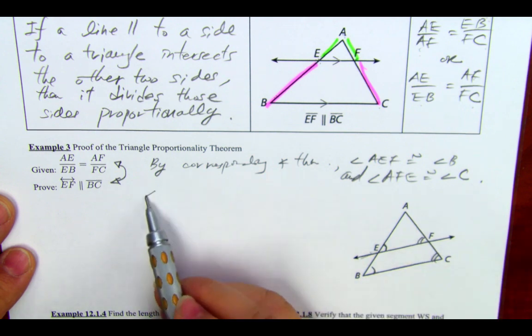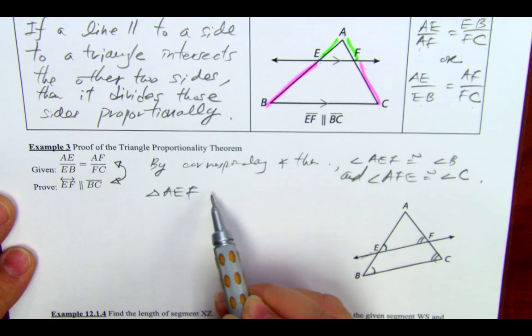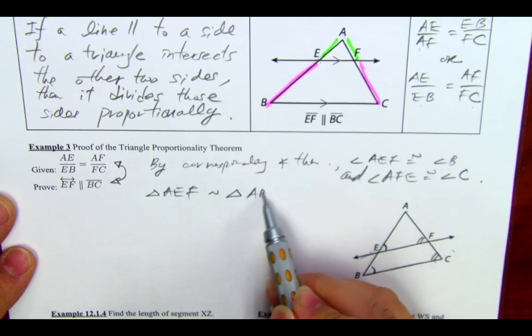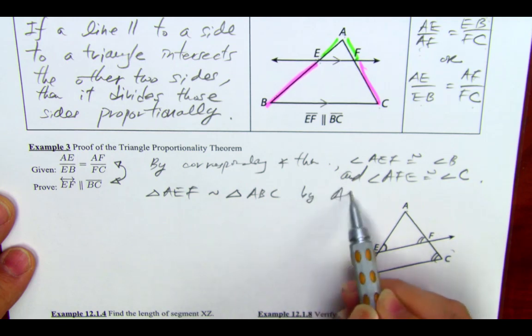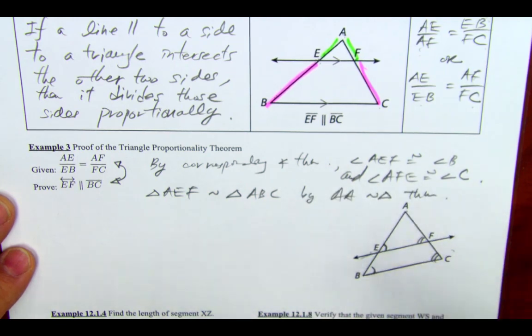That means that triangle AEF is similar to ABC by the angle-angle similarity theorem. Now, once you do that, I suppose we could do this fairly quickly. We're just going to label this, guys.